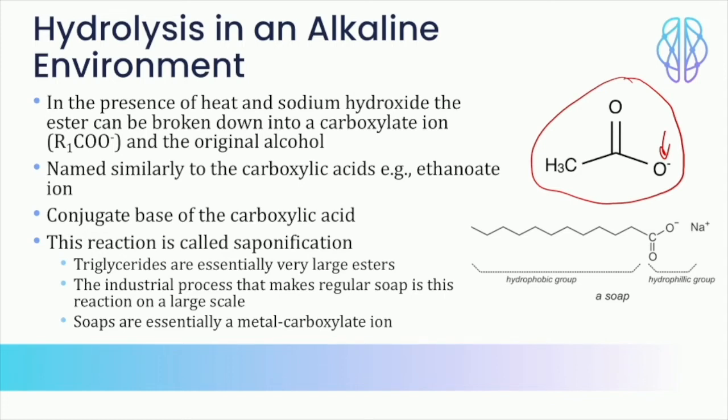The naming system is something we need to discuss. It's named very similarly to how carboxylic acids are named. So if this had a hydrogen at the end, this would be ethanoic acid. However, since it's a carboxylate anion, we call it the ethanoate ion. So this suffix, the -oate ion, is applicable for all of your carboxylate ions, and you just count the number of carbons. In this case, there are 2 carbons, so it's an ethanoate ion.